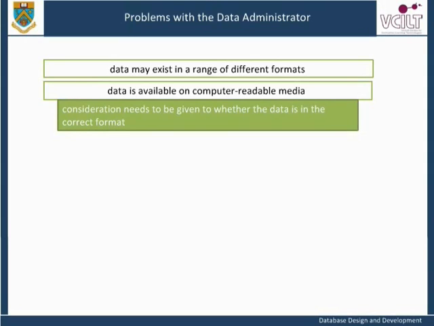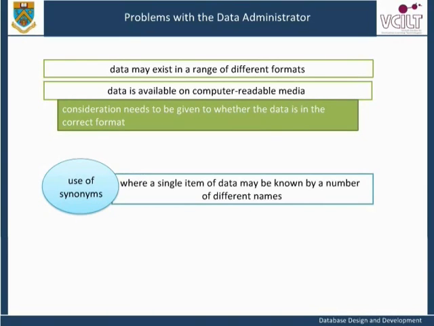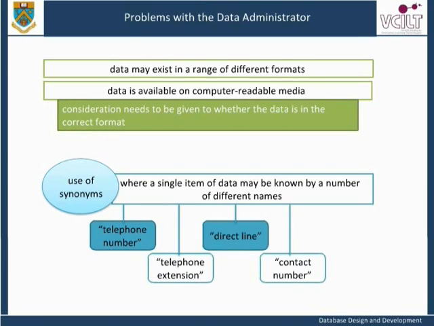The different formats in which data may appear are further complicated by the range of terms used to describe it within the organization. One problem is the use of synonyms, where a single item of data may be known by a number of different names. An example of the use of synonyms would be the terms telephone number, telephone extension, direct line, contact number, or just number to mean the organization's internal telephone number for a particular member of staff. In an example such as this, it is easy to see that the terms refer to the same item of data, but it might not be so clear in other contexts.